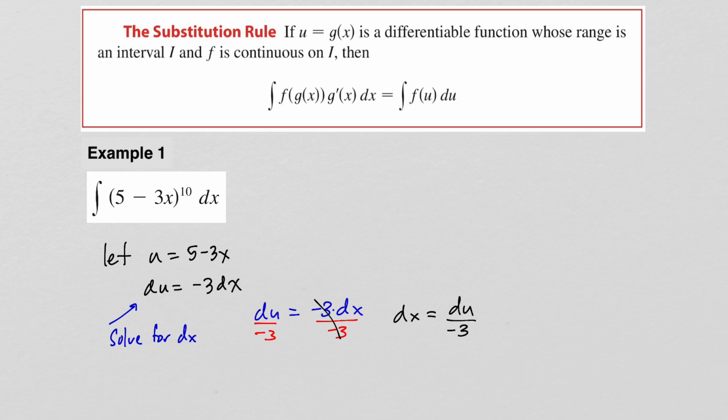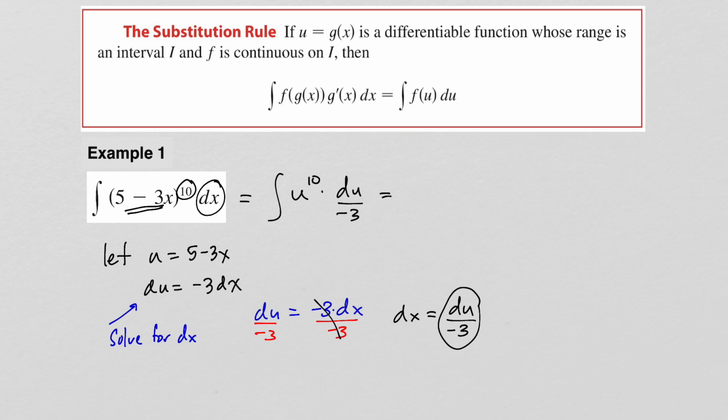And now what we can do is just make direct substitutions into our integral. So 5 minus 3x to the 10th power becomes u to the 10th power. And then dx becomes du divided by negative 3. Now, some people prefer to do it this way, and there's nothing wrong with doing it this way or the original way that I showed you.